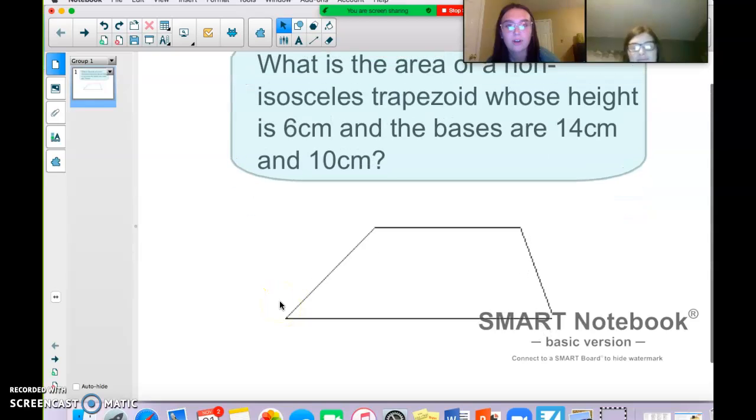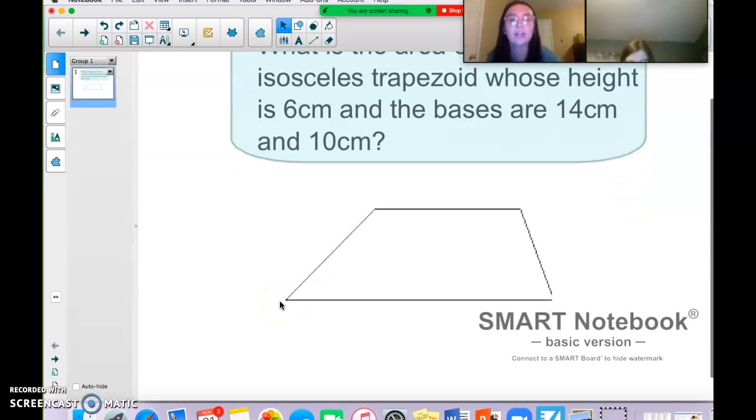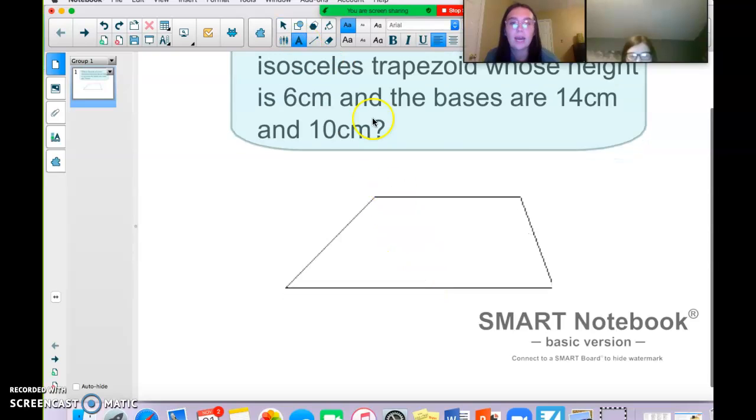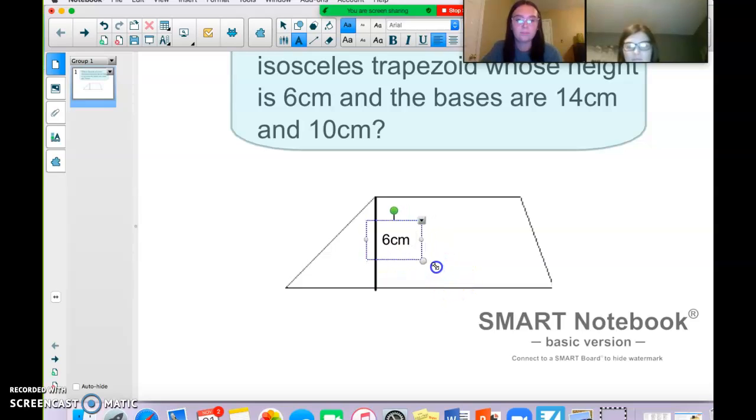Okay, so we have our non-isosceles trapezoid right here, and we're going to label the different parts. First we're going to label the height. We put a line through right here, and that is our height, which is 6 centimeters, so we label it 6 centimeters and make it smaller. Then we have two bases: 14 centimeters, which is this longer side right here, and our other one, 10 centimeters, which we put up here at the top.